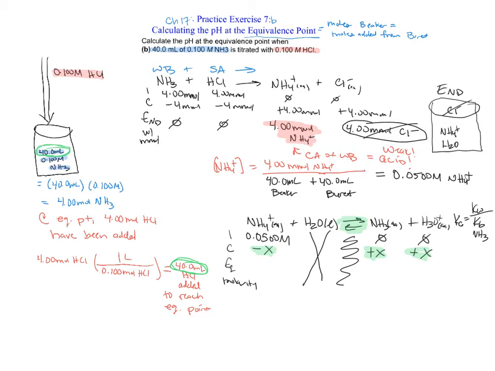And now EQ, I add up the columns: 0.0500 molar minus X, X, and X. Now we stop and think, how do I solve for X? Well, I'm given Ka, so let me add that here.